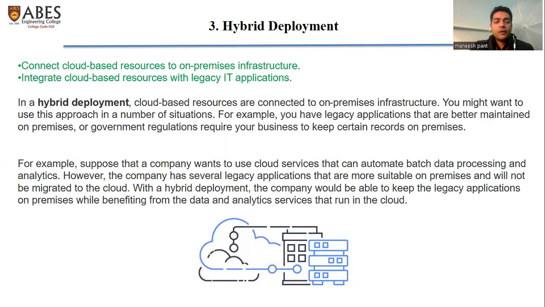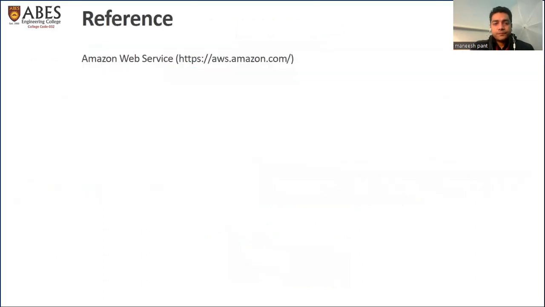Now, for example, suppose that a company wants to use cloud services that can automate batch data processing and analytics. However, the company has several legacy applications that are more suitable on premises and will not be migrated to the cloud. With a hybrid deployment, the company would be able to keep the legacy applications on premises while benefiting from the data and analytics services that run in the cloud. Okay, so you can have both things.